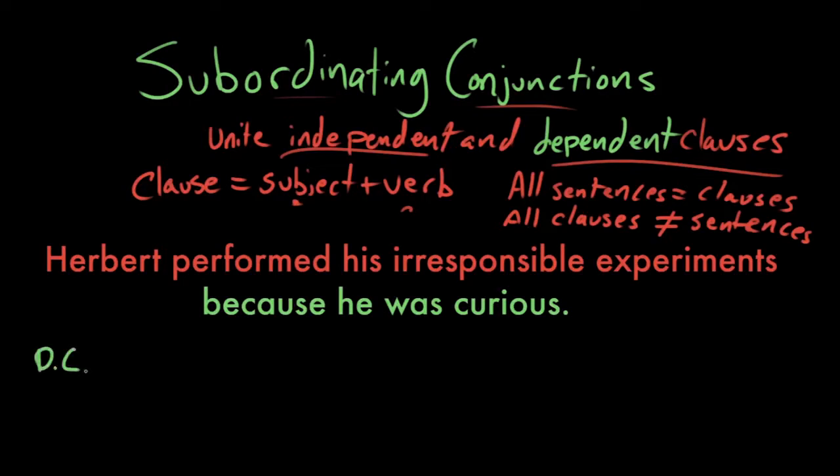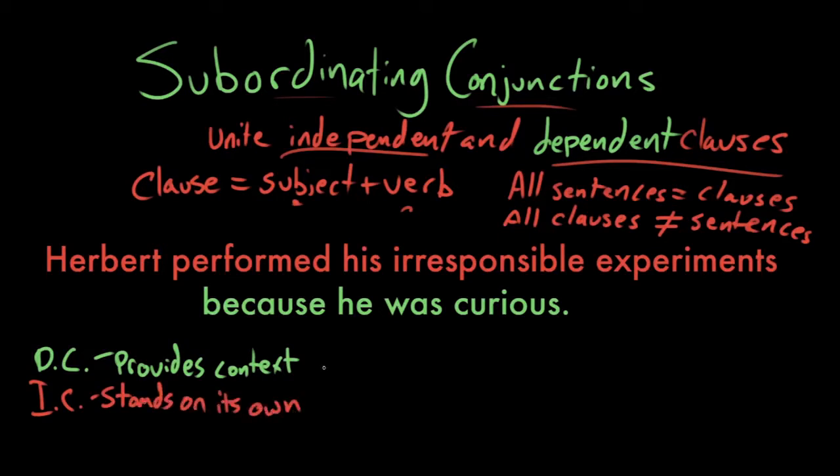What a dependent clause does is provide extra information that isn't necessary to the understanding of the sentence, right? But an independent clause has to be able to stand on its own. So let's take a look at this sentence here. Herbert performed his irresponsible experiments because he was curious. This sentence is composed of two clauses. In red, we've got this independent clause, Herbert performed his irresponsible experiments. And in green, we have this dependent clause, because he was curious.